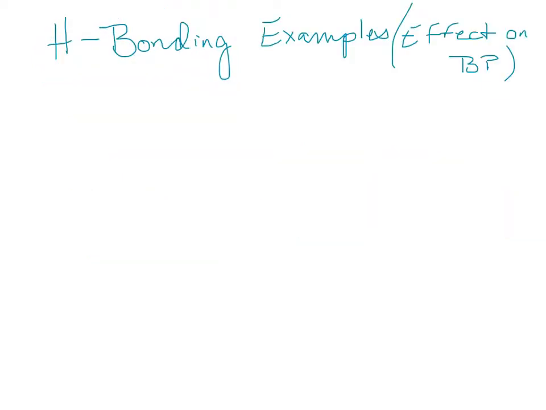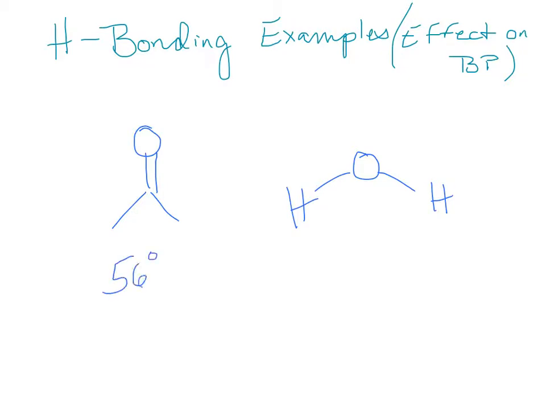One example to show the effect that hydrogen bonding has on a molecule's boiling point is the comparison between acetone and water. Acetone has a boiling point of 56 degrees Celsius, and water has a boiling point of 100 degrees Celsius. This is as a result of the hydrogen bonding present in the H2O molecule, providing stronger intermolecular forces which make them less likely to separate than the atoms within the acetone molecule, which only exhibit dipole-dipole interactions.